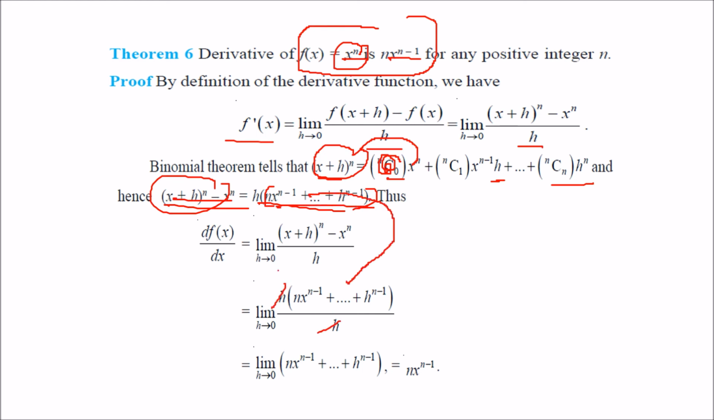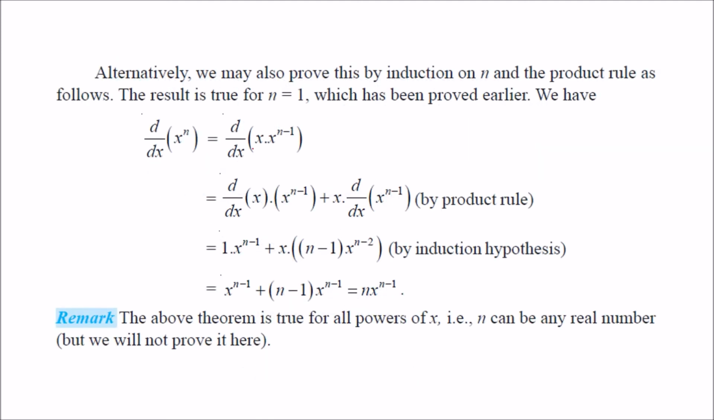You can cancel h, only n x to the power n minus 1 will be remaining, else all will have h there, so they will become 0. So this will be n x to the power n minus 1. So if you have to find the derivative of x to the power n, it will be n x to the power n minus 1. Now there is another way also.